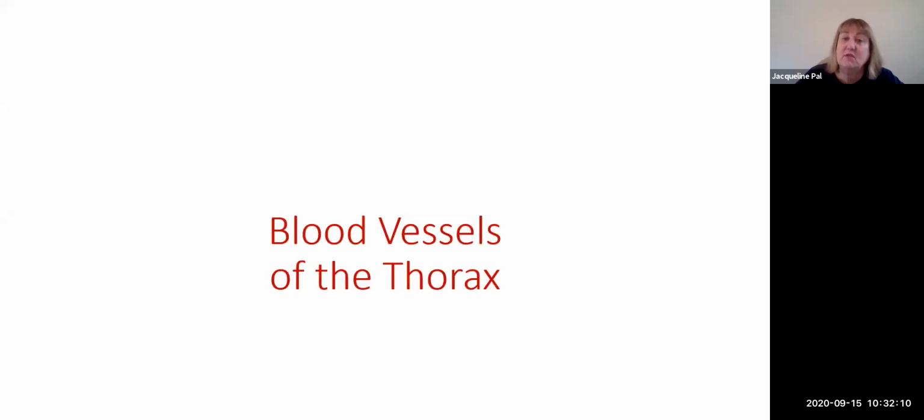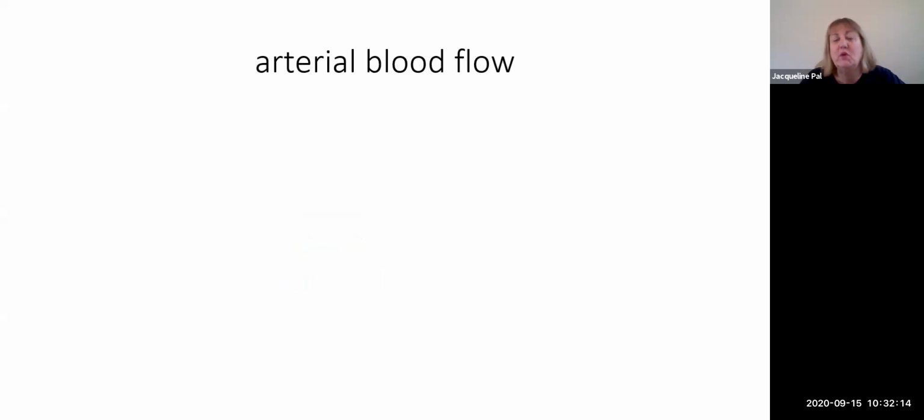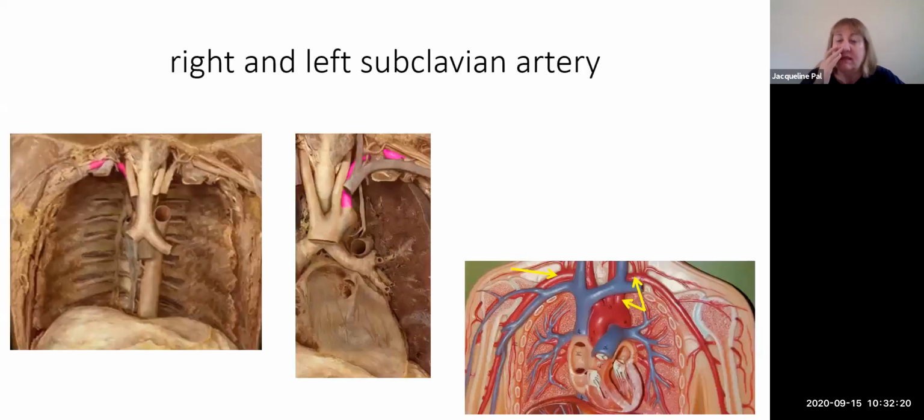Welcome back. In this section, we're going to learn about blood vessels of the thoracic cavity. So as usual, let's start with the arterial blood flow. And as usual, we'll start closest to the heart, in this case, off the arch of the aorta. So off the arch of the aorta, we have three major blood vessels, as you recall.